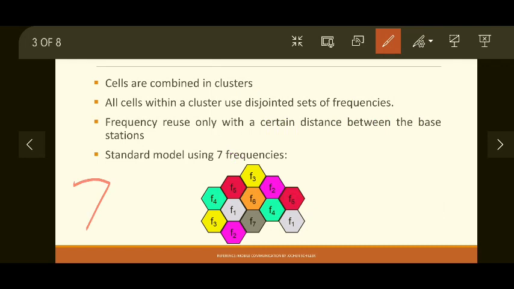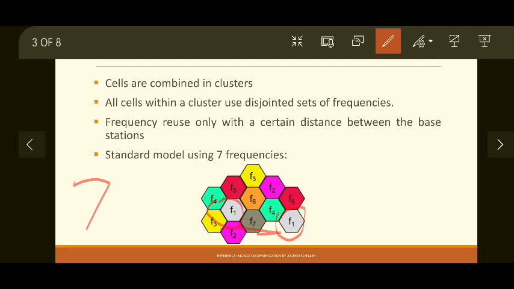Again you can see F1, F2, F3, F4, F5. So this is called reusing of a frequency. Frequency reuse is possible only with a certain distance between base stations. If you see, F1 is used over here, and F1 is used again in this particular region. There is a safe distance between these two. How much it should be, we will see in this session afterwards.